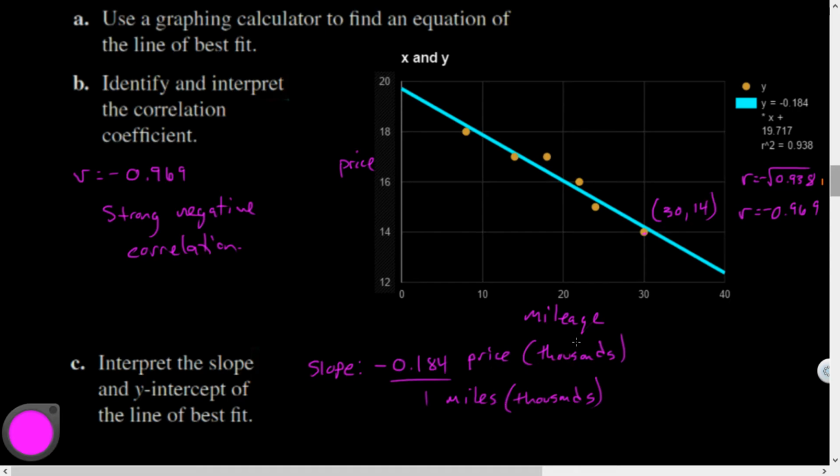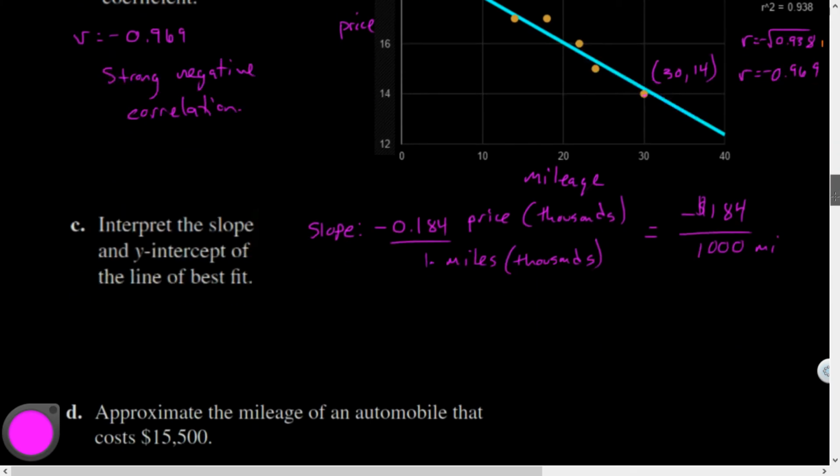If I scale up the thousands, if I multiplied each of those by 1,000, that's the same as dropping by $184 per 1,000 miles. Notice if I just shift the decimal 1, 2, 3, and here was a decimal, 1, 2, 3, that'd be adding 3 zeros. That would be dropping $184 per 1,000 miles that you drive, is what that means.